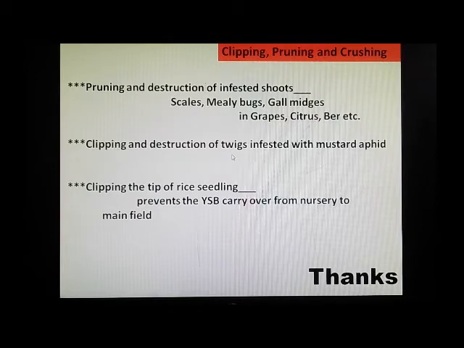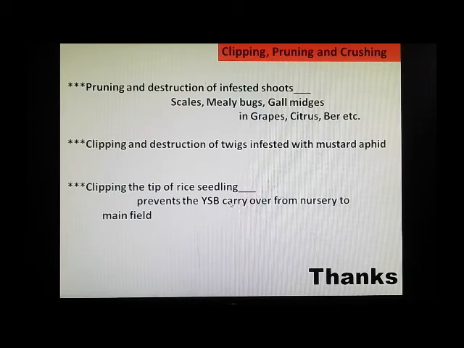Now, clipping and destruction of twigs infested with mustard aphid can help in preventing the mustard aphid by reducing their reproduction rate. But it has to be done whenever the first colony is noticed on mustard aphid twigs. So by that process, we can suppress mustard aphid to a large scale.